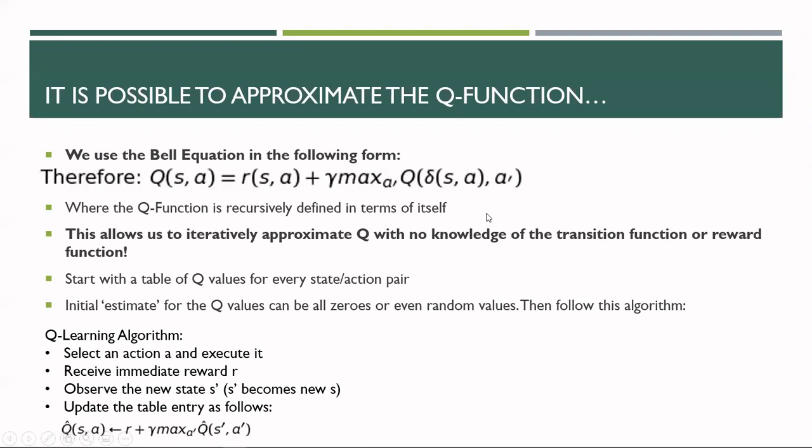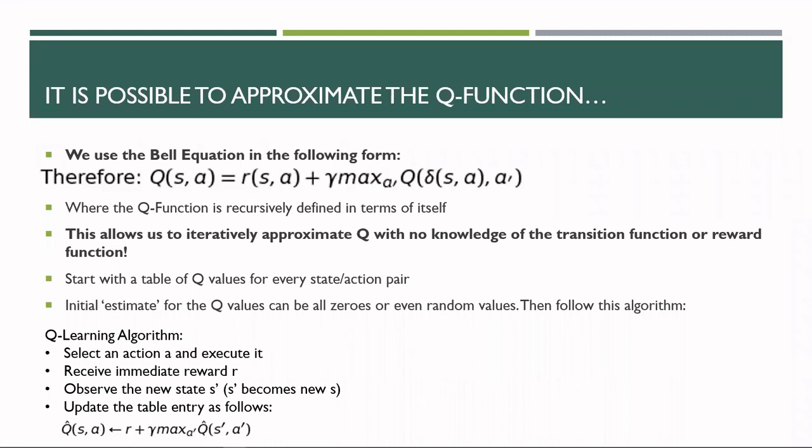Then follow the following algorithm. Select an action A and execute it. Receive immediate reward R. Observe which new state you are in, and then update the table entry as follows. So basically you take your current Q table entry for the state and action, and you update it to be based on the reward you received plus a discount of whatever is the best action in the next state.